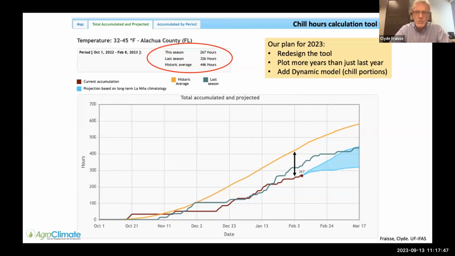which is a model that was developed in Israel and Australia, I believe, back in the 80s, but it has been widely adopted in California, and it's supposed to work better for places that have warm winters, like we have here in the Southeast.